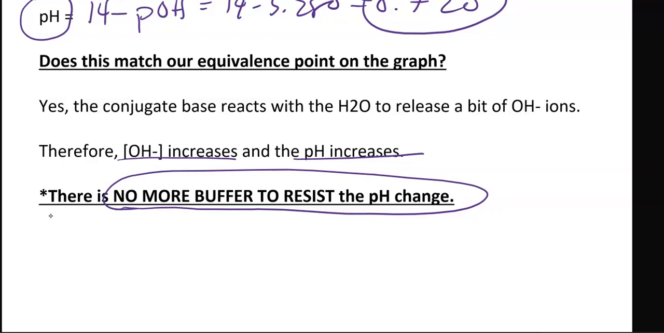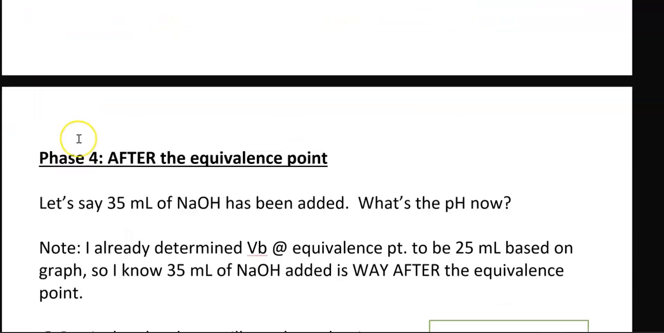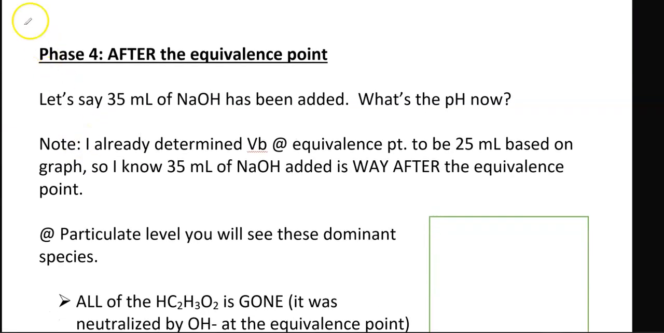One more to go. I know you guys are hanging with me and being very patient. Let's go to phase 4 after the equivalence point. All right, so let's see what we've got here. We have already neutralized all our acid, but we're still adding more base. So what's there left to do? What could the pH do? Well, I already know that the volume of my base at my equivalence point is 25 milliliters, but I'm at 35 milliliters of sodium hydroxide, so I'm way beyond the equivalence point.